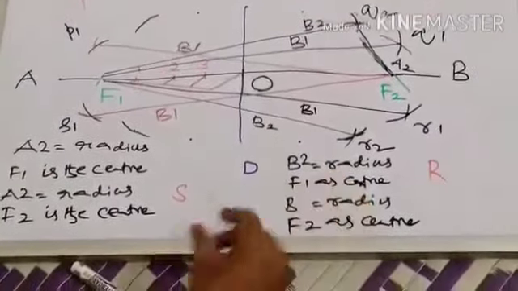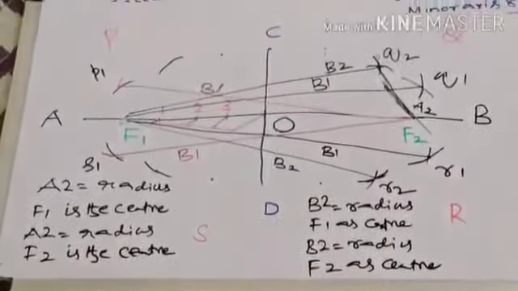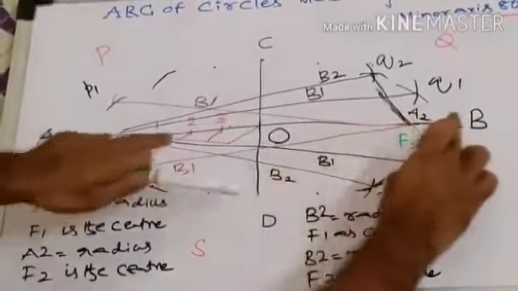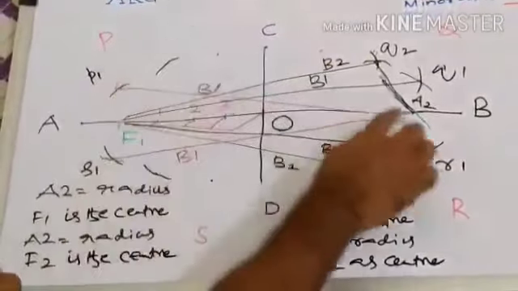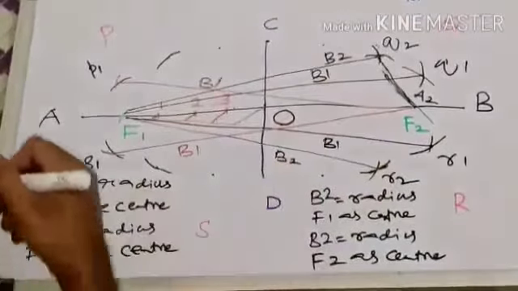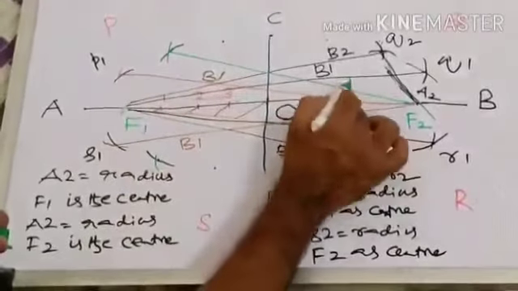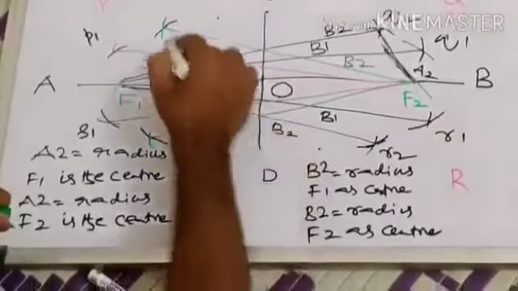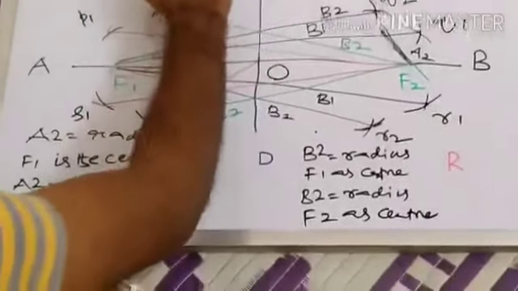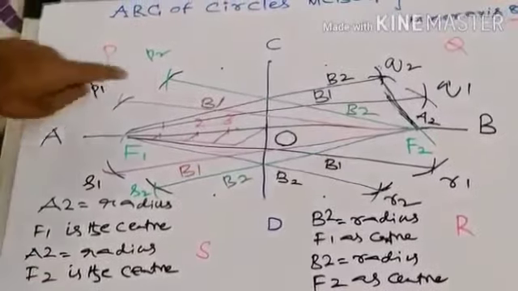Then B2 is going to be radius, F2 as a center. You have to cut the arc in P portion, arc in S portion. So these two, what is this radius? B2. What is this radius? B2. So therefore you are getting P2 and S2. So finally you are getting P2, Q2, R2, S2.